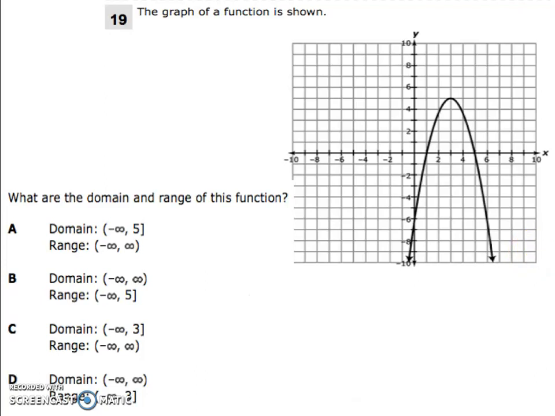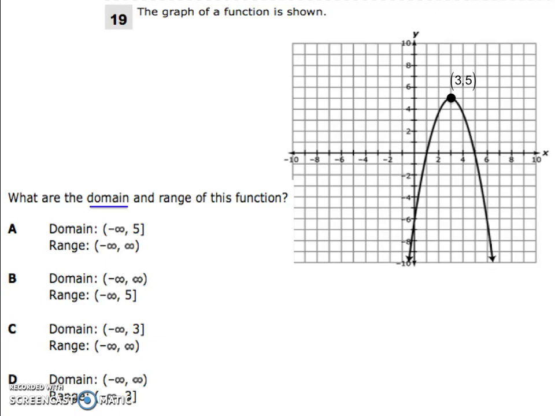All right, question number 19, home stretch. We're given a graph and we're asked to find its domain and its range. So what I would do first, typically for parabolas and quadratics, U-shapes like this, I would find the vertex, so (3, 5), because those coordinates may or may not show up in the domain and the range, but it'll show up on one of them for sure.